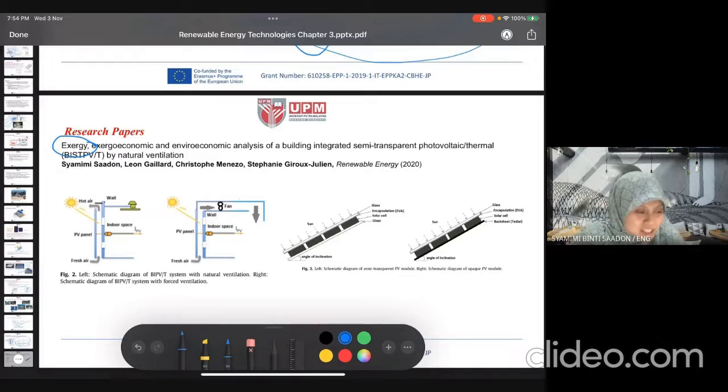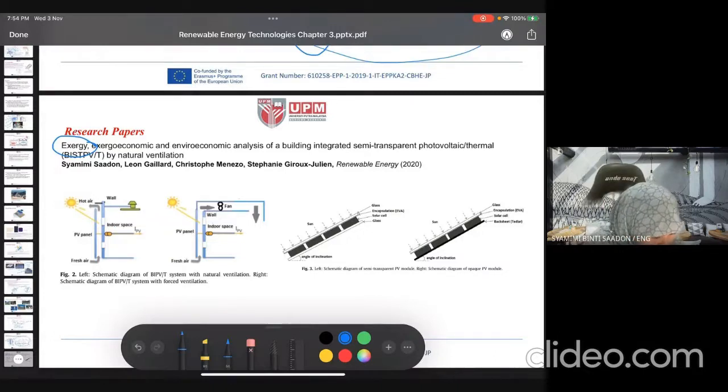So that's why some researchers, or I myself, have done the analysis based on the second law instead of the first law, because it is proven to be more accurate in taking into account the impact on the economy or on the environment, the carbon dioxide emission, etc.